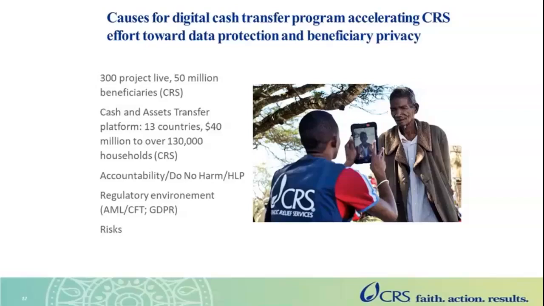If we don't, banks do what we call de-risking the balance sheet. That means they don't want to provide a service to us, and therefore we cannot distribute cash, and that has serious consequences for the delivery of humanitarian assistance. So we need to know our beneficiaries, or know our customer in banking lingo, KYC, and make our due diligence to comply with this regulation.